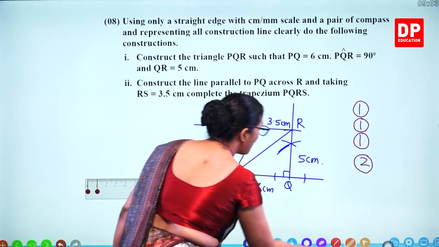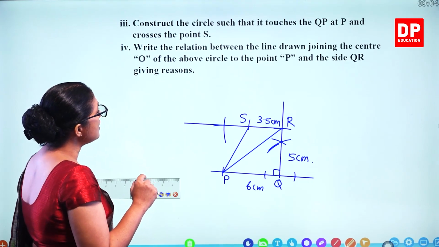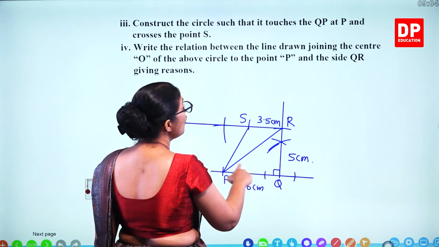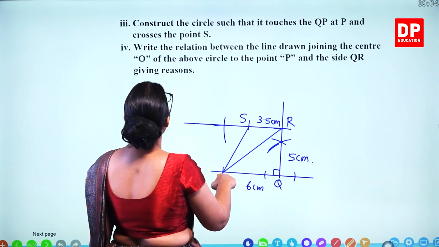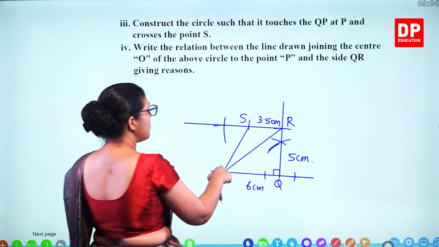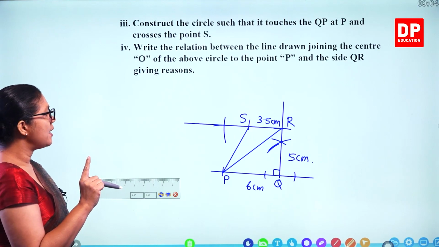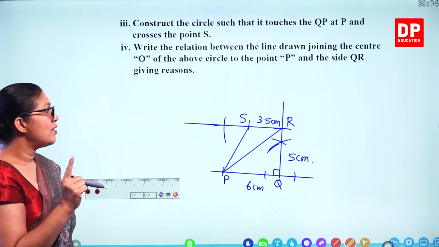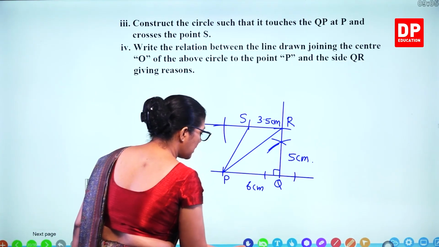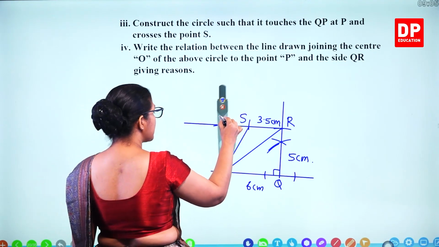Now let's do the other parts. Construct the circle such that it touches QP at P and crosses the point S. So that means we have to draw the perpendicular bisector of P and S. So then only we can find out the center of the circle. So we'll take the compass and bisect the PS line.